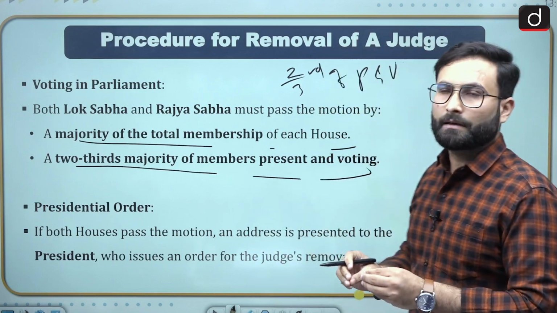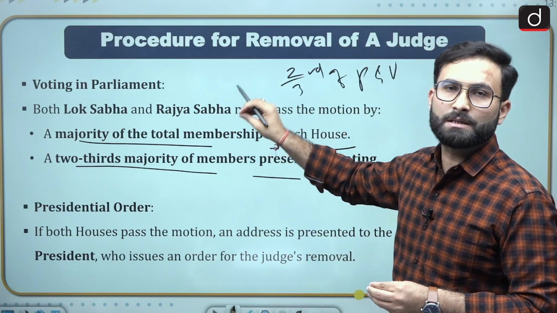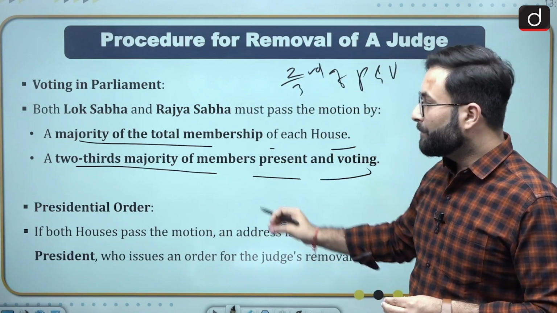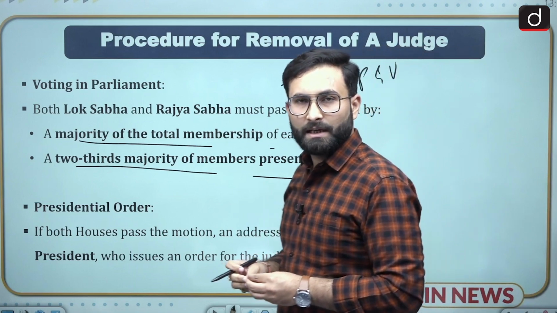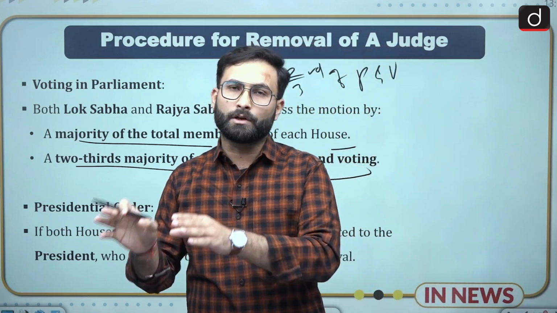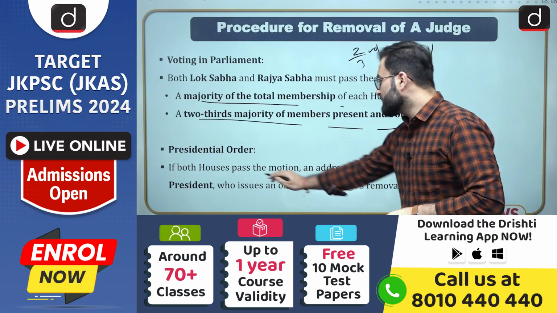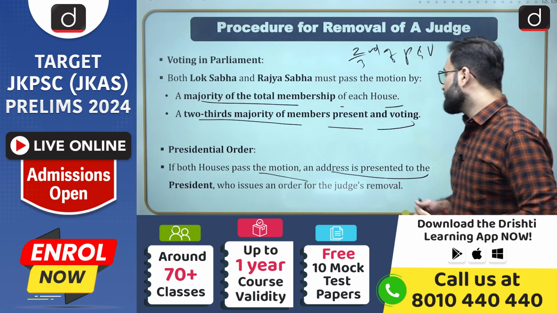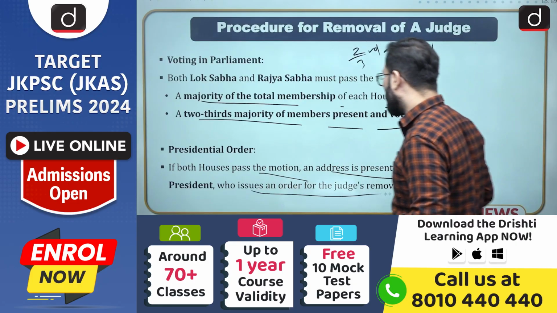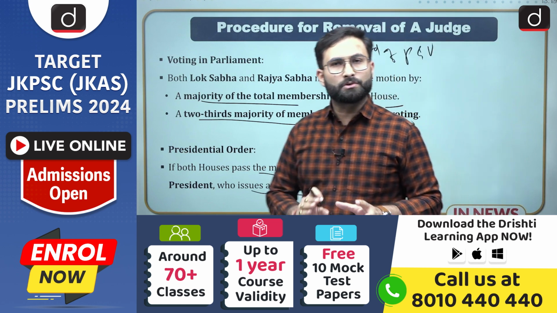Okay, after that, once this motion is passed in both the houses of parliament, then the presidential order will be signed by the president, and then the judge will stand removed from that point of time. Now, when both the houses pass the motion, the address is presented to the president, who issues an order for the removal of the judge. Okay. So this is the procedure.